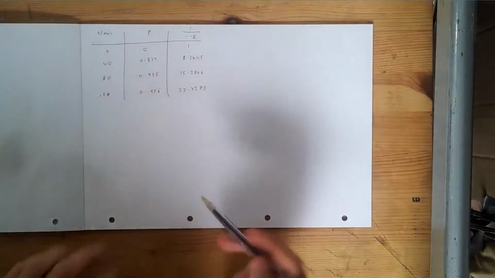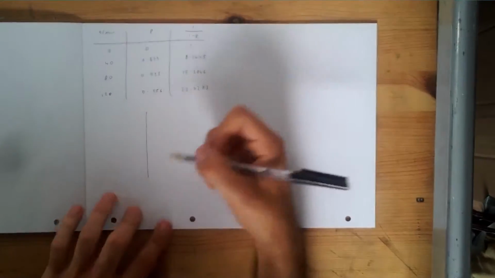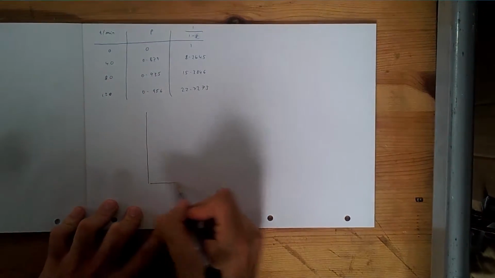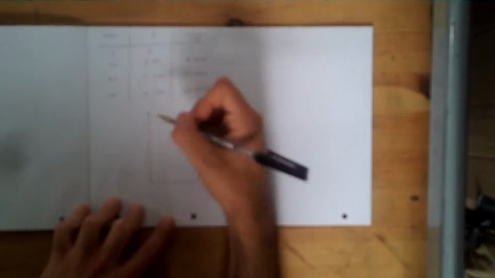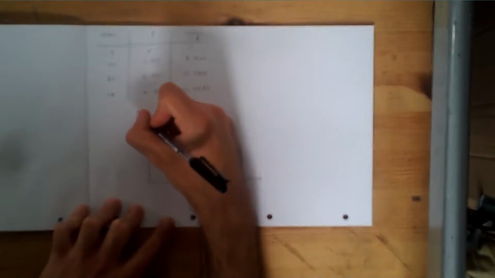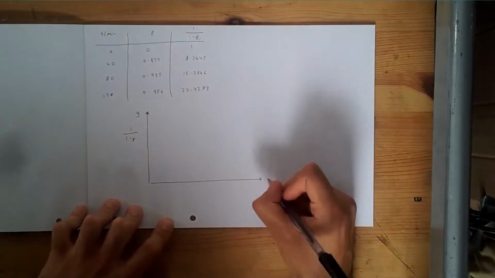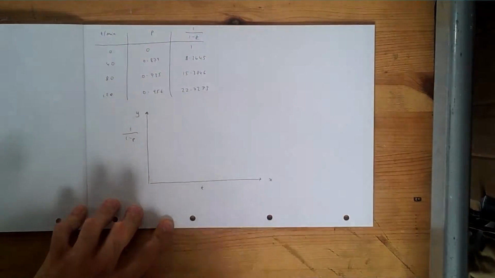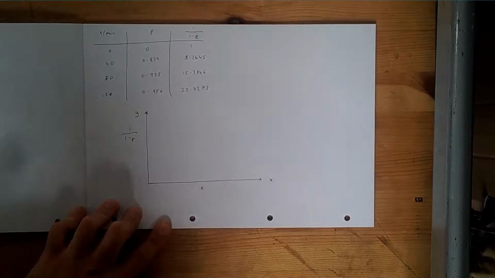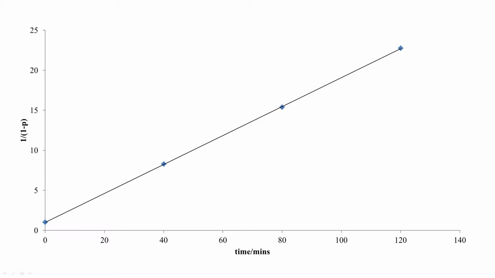So you're now trying to plot on a standard graph where the y value is 1 over 1 minus p and the x value is just t. So your graph should look something like this, and the fact that it is linear confirms that it is acid catalyzed. So you want to just write a statement to that effect.